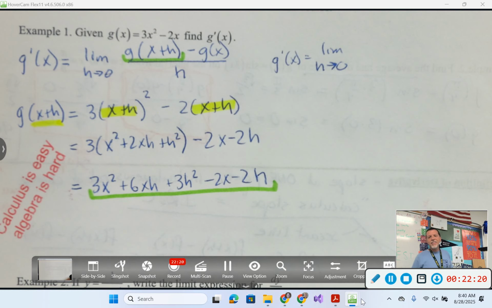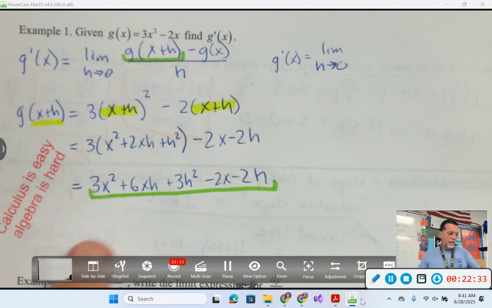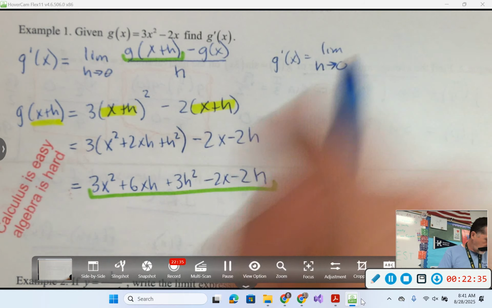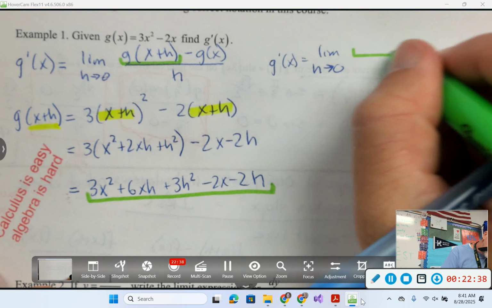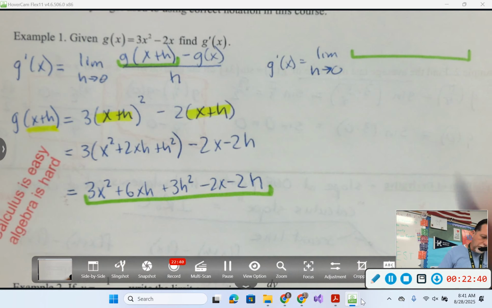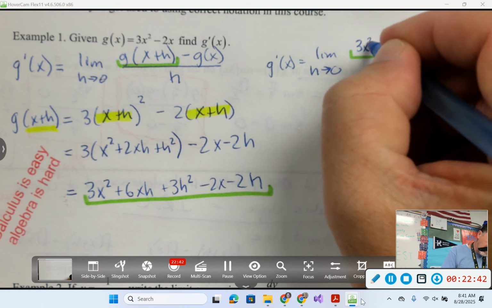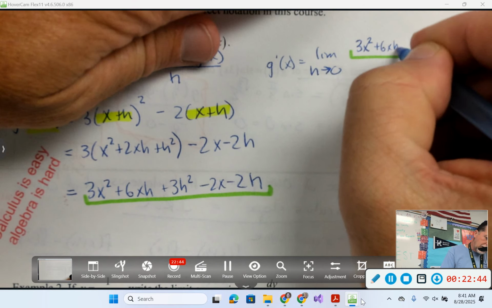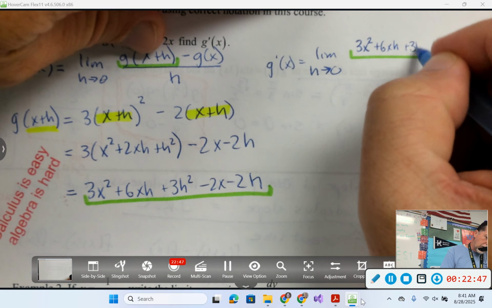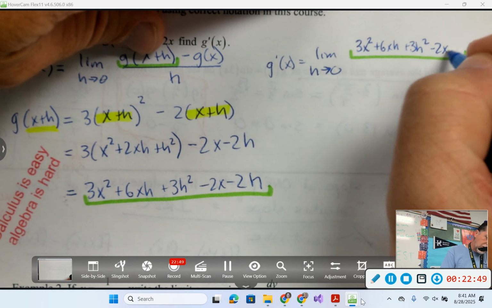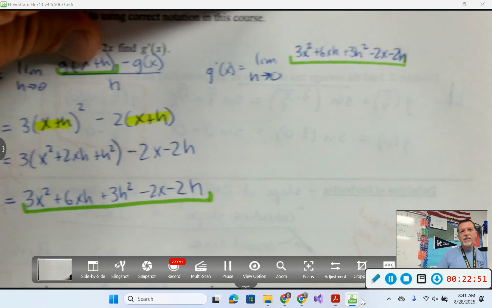And I guess this lesson is tricky because you're trying to think about the concept of secant slope, tangent slope, algebra slope, calculus slope. So there's the concept side of things, but then there's also the algebra side of things of, well, you've got to be able to find g of x plus h. See if I can fit it all in right there. 3x squared plus 6xh plus 3h squared minus 2x minus 2h.